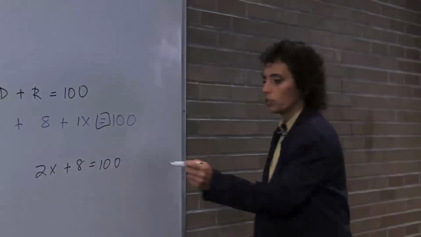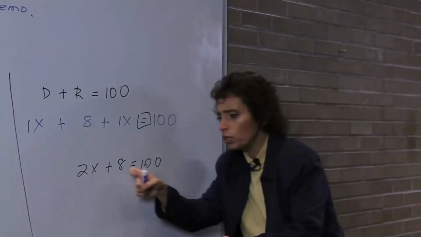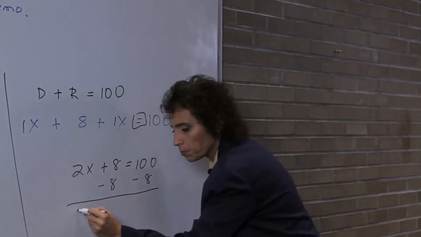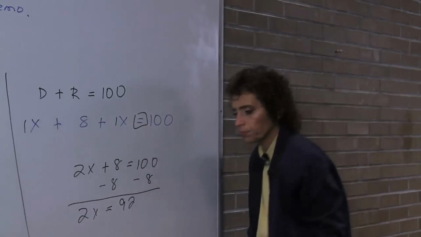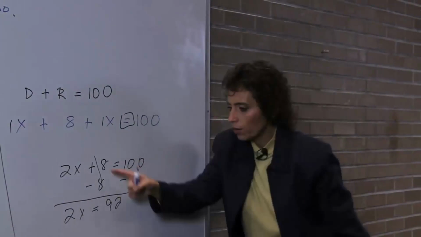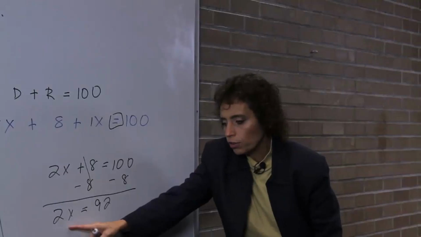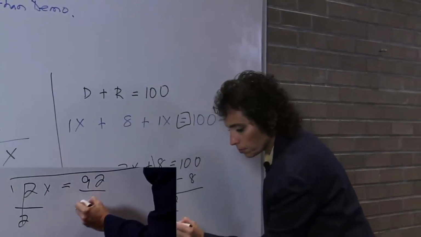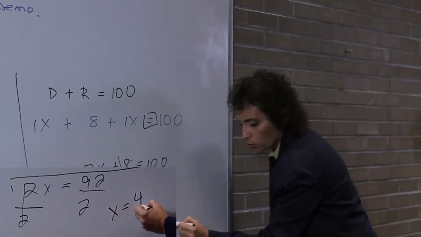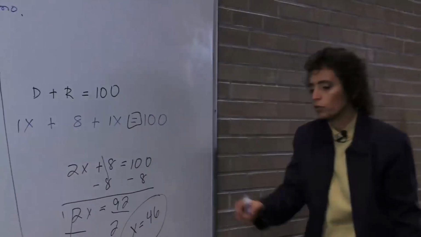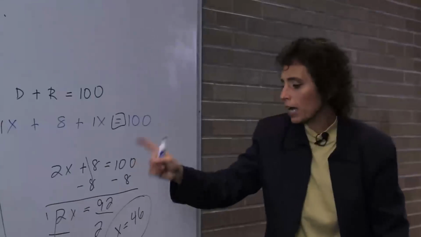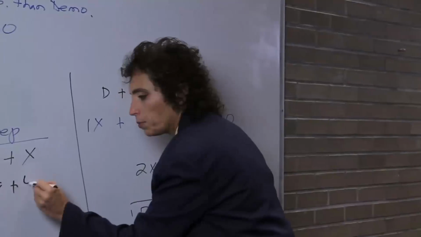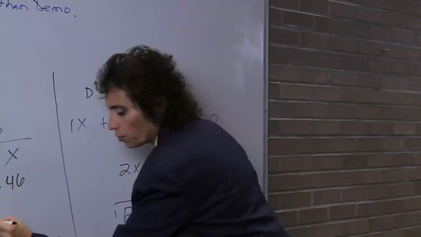All right, so now we're solving. I'm not going to touch him, he's alone, he has no friends. I'm adding 8, so I have to do the opposite, so I'll subtract 8. 2x equals 92. Now I'm going to divide to find my x. X equals 46. But that's not how you should leave your answer, because they want to know how many Democrats, how many Republicans. So this is 46. This is 8 plus 46, which is 54.